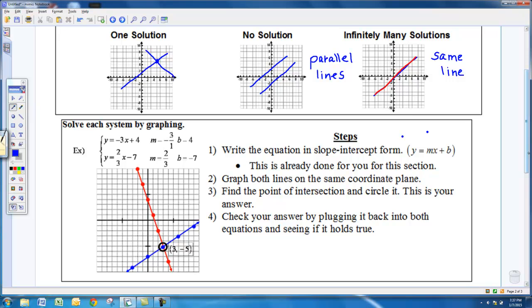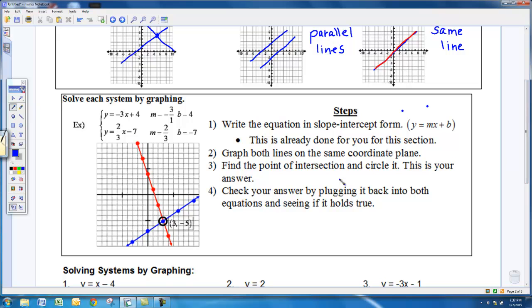We are going to be graphing lines and then using the graph to find the solution to the system of equations. Before we graph our lines, we're always going to want to make sure that they are in slope-intercept form. So these are the steps that we're going to follow. The first step is going to be to write the equation in slope-intercept form. In this section, the equation is already in slope-intercept form. We know that because both equations are solved for y.